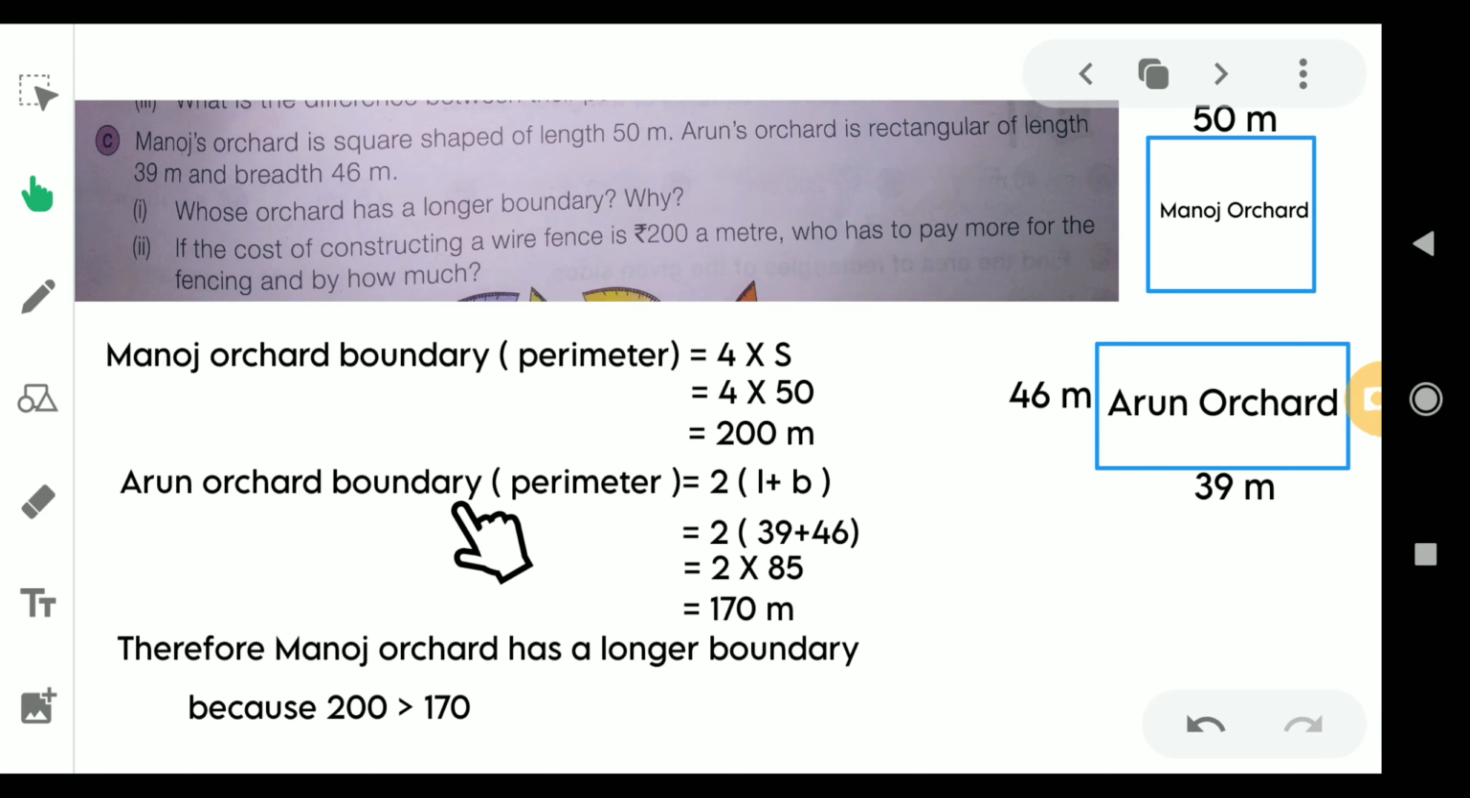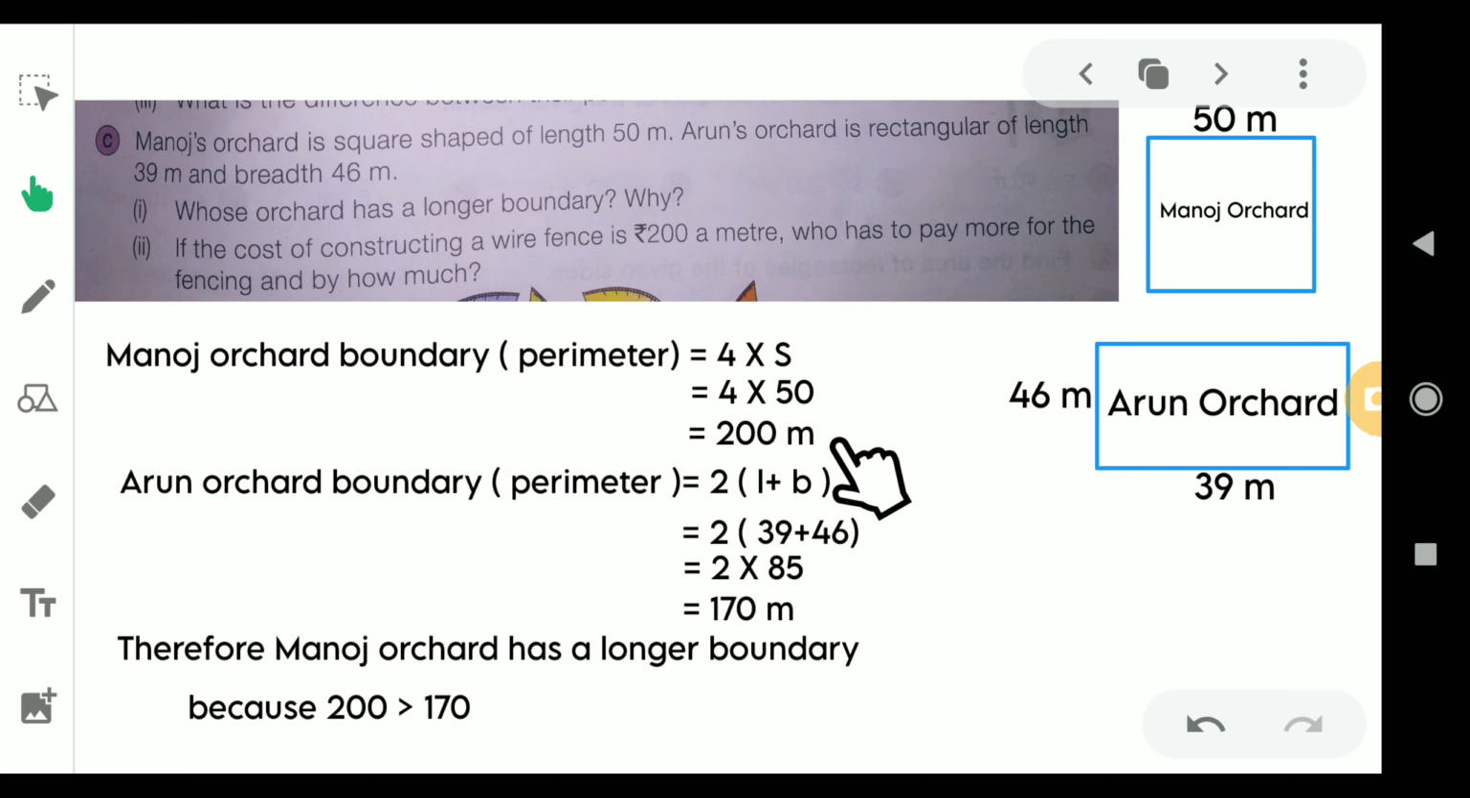Then Arun's orchard has the shape of a rectangle, so its formula is 2 times (L plus B). We write 2 as it is. Length is 39 meter and breadth is 46 meter. 39 plus 46 is 85, and when you remove the bracket you use the multiplication sign, so 85 times 2 is 170 meter.